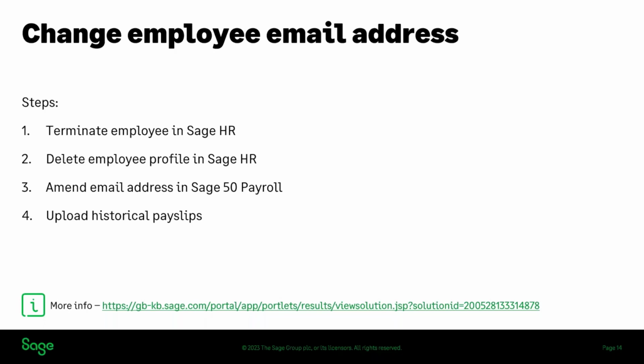Once you've done that, you can amend the email address stored in the analysis tab in Sage 50 Payroll. And then if you go into your online services settings, you can upload historical payslips, which will then create a new profile with the new email address so that the employee can log in and access those historical payslips that you've just uploaded.